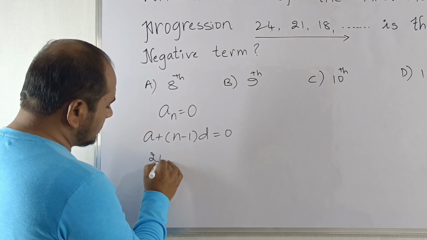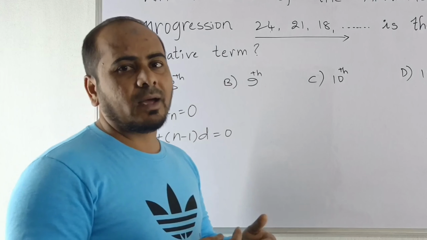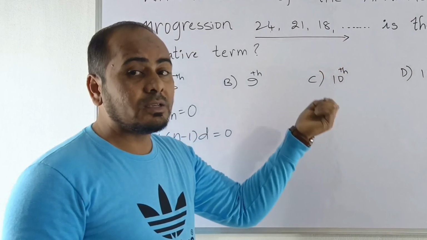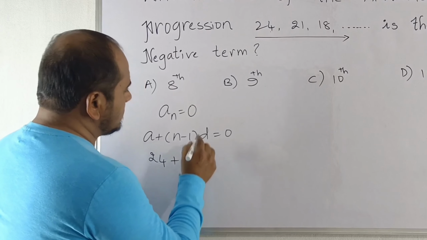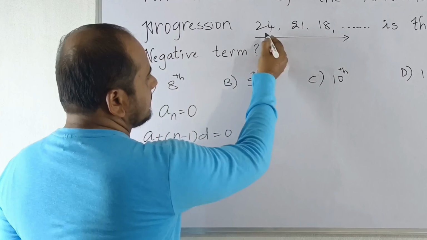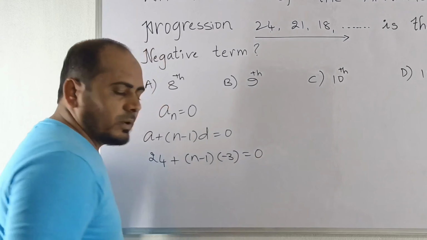What is a, the first term? 24 plus n. Actually, we need to find n value, means in which place 0 is located. So here n minus 1 into d. What is the common difference? 21 minus 24, that is minus 3, is equal to 0.